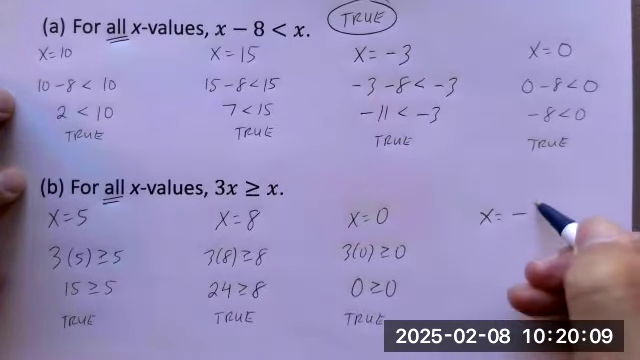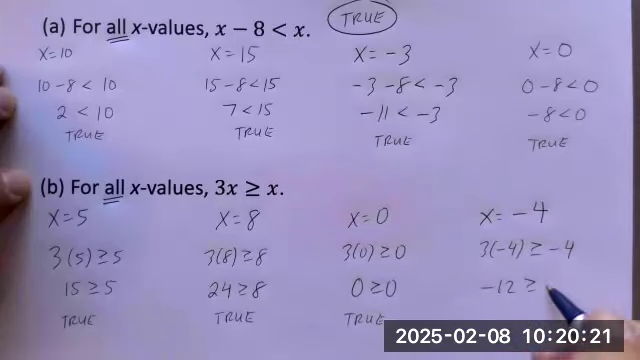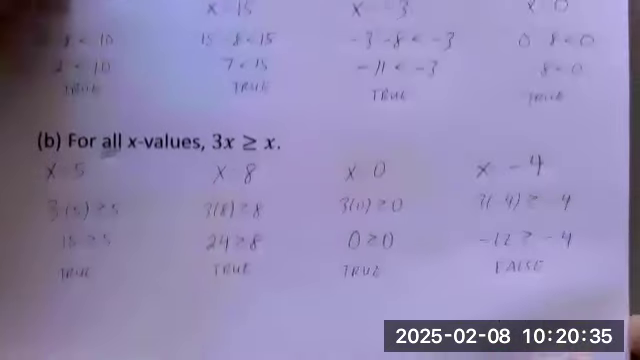Let me just try a random negative number, x equals -4. If I plug -4 in both of those spots for x, it looks like this. 3 times -4 is -12. -12 greater than or equal to -4. That is false. -12 is not greater than or equal to -4.